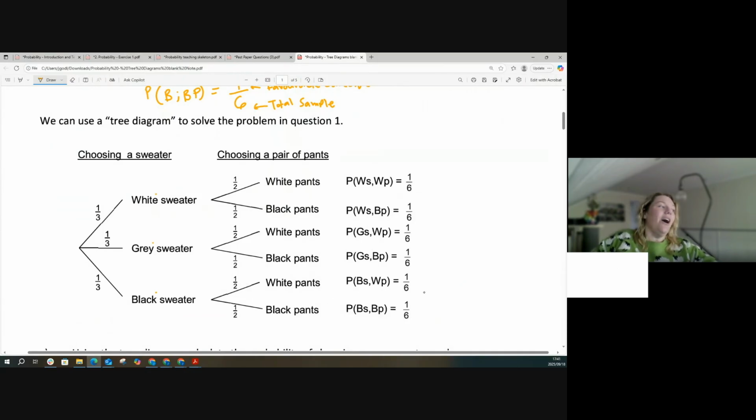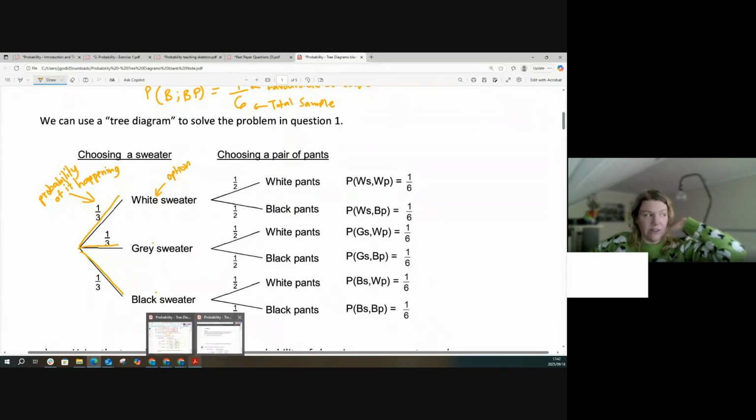Okay. On the line of the tree, we put the probability of that happening. And this is the option. So because there were 3 sweaters, I have a 1/3 chance of picking each one of those. So I've got 1/3, 1/3, 1/3. So on the tree, we put the probability.